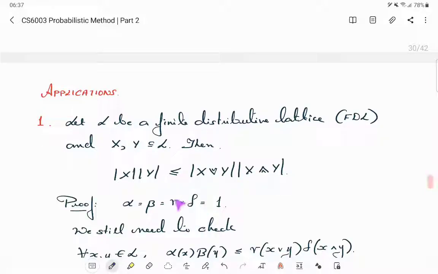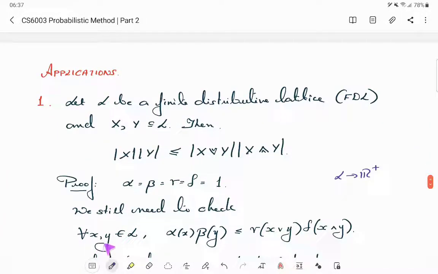You take your alpha, beta, gamma, delta to be the constant function. Okay, it is 1 everywhere. So alpha, beta, gamma, delta is constant everywhere. So yes, it's a function from the lattice to the non-negative real numbers. In fact, it's a function where the codomain can even be reduced to a singleton set. And does it satisfy the premise?